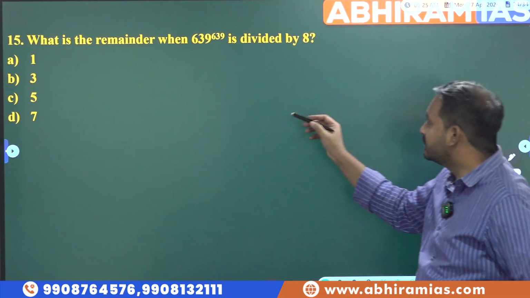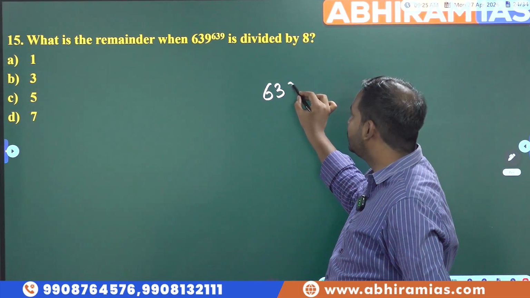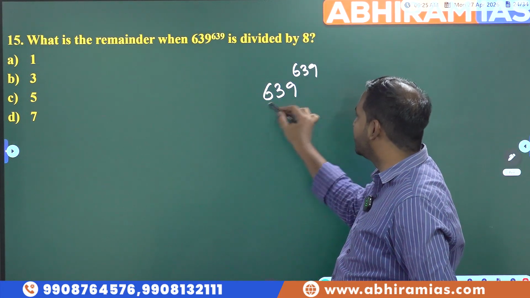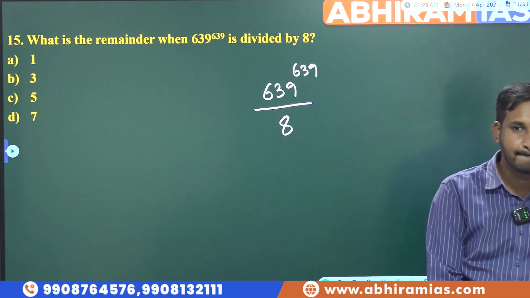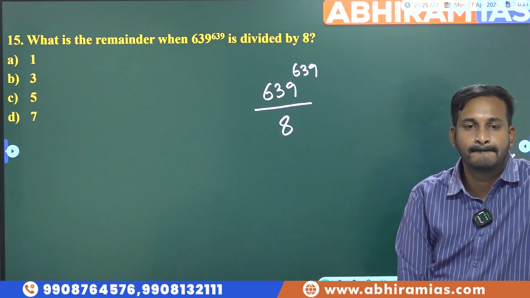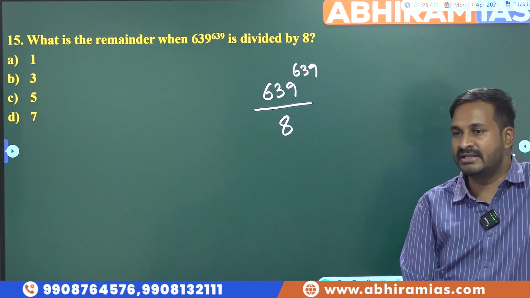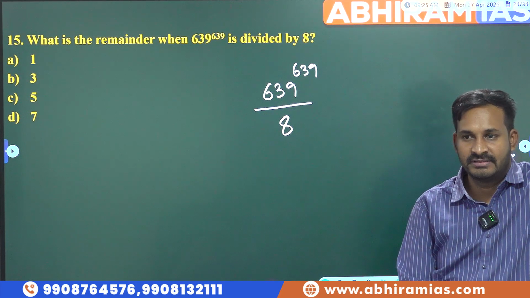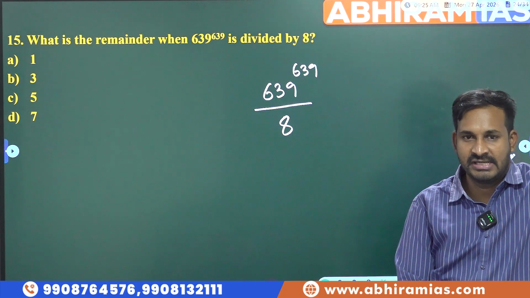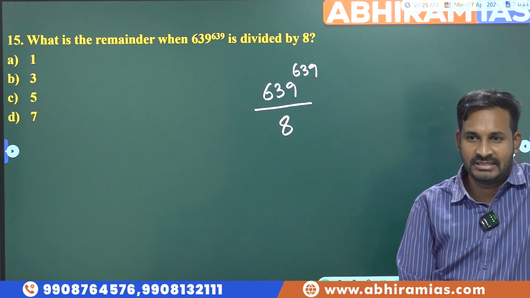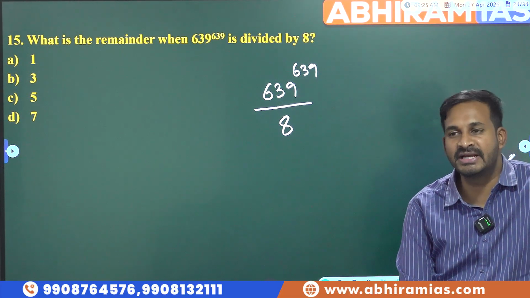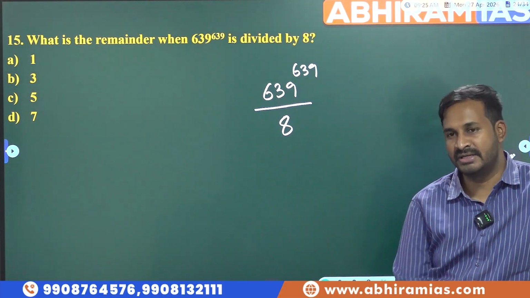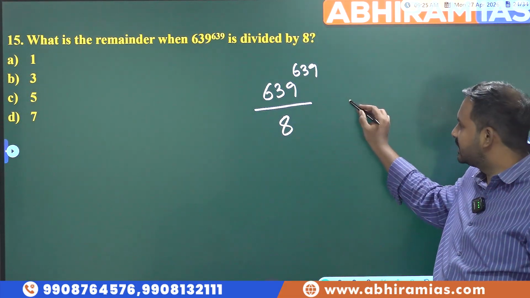వాట్ ఈస్ ద రిమైండర్ వెన్ 639 to the power of 639 divided by 8. 639 by 8, what is the remainder? 639 by 8, remainder ఏందండి? 7 అంటారా? 7 అన్నా -1 ఉన్నా ఒకటేనా? సరే మీకు 7 ఐడియా వస్తుంది ఫస్ట్. Yes, there is no wrong in that.